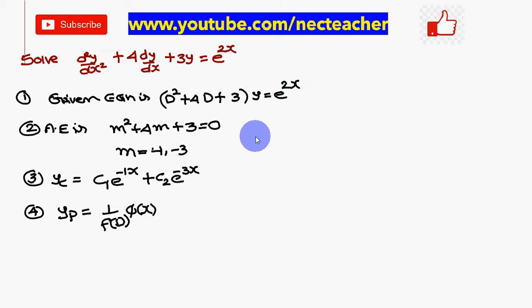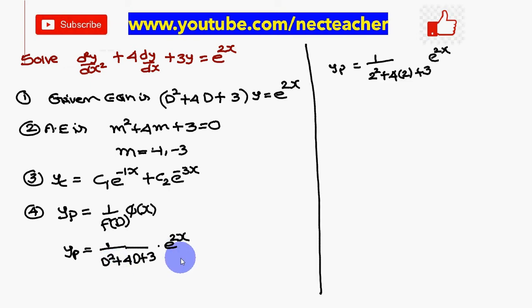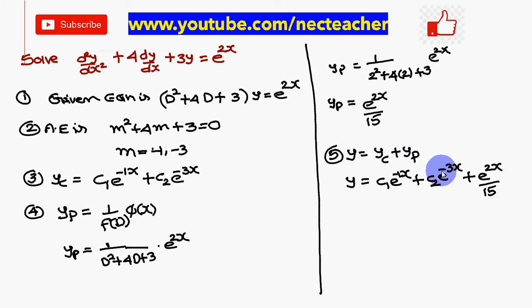So how to solve the problem: 1 by (D square plus 4D plus 3) into e power 2x. Whenever e power ax is there, replace D with a. That means replace D with 2. What happens? 2 square plus 4 into 2 plus 3, that means how much? 4 plus 8 is 12, plus 3, 15. So e power 2x by 15. So completed. Complementary function yc you know, and particular integral yp you know. Therefore y is equal to yc plus yp.